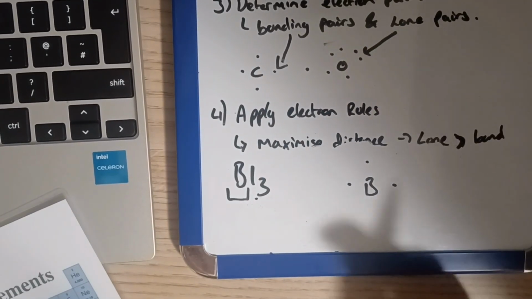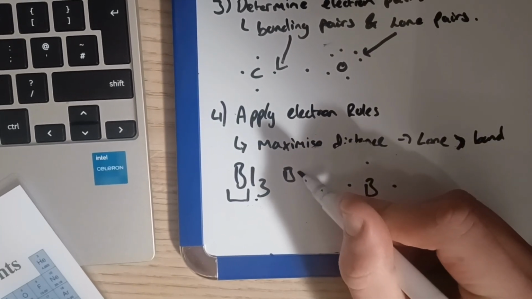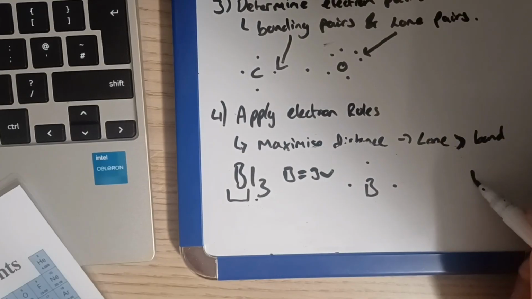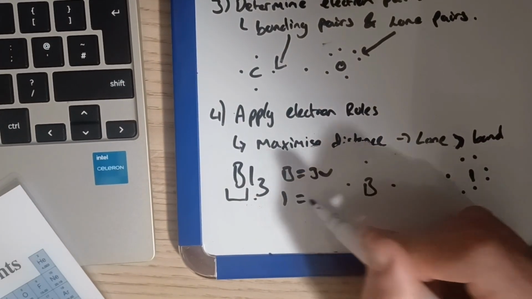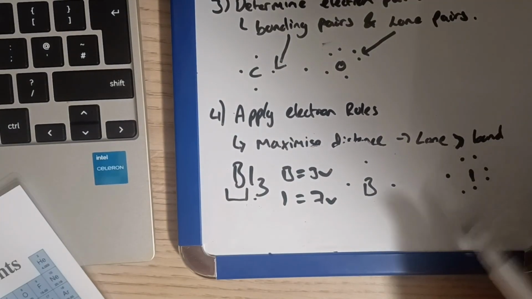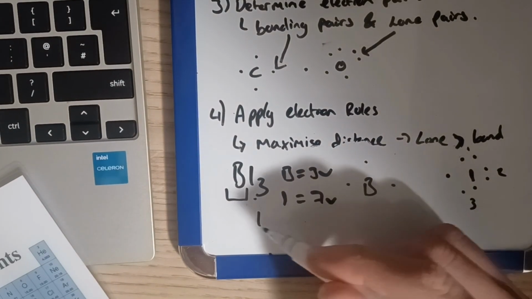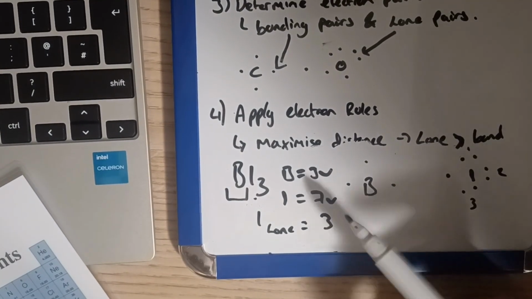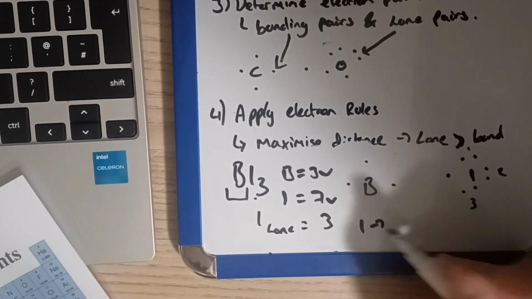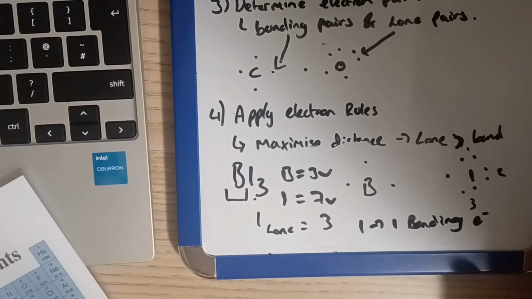Boron has 3 valence electrons, as it's in group 3, whereas iodine has 7. If we look at our outer shell for iodine, however, you'll see that there is 1, 2, 3 lone pairs, which means that iodine only has 1 bonding electron.